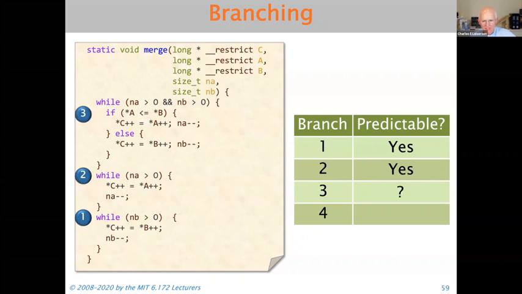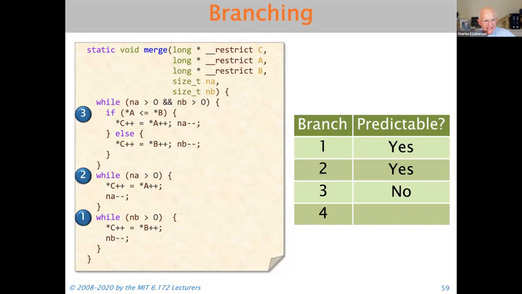Okay, what about this branch? Is it predictable? Let's see, no, this one, 3 is no. Okay, that's right. 3 is no. The hardware isn't generally going to know which element is smaller, the one from A or the one from B. And this loop generally will execute many more iterations than the other two. So there's a real possibility for diminished performance due to mispredicted branch.